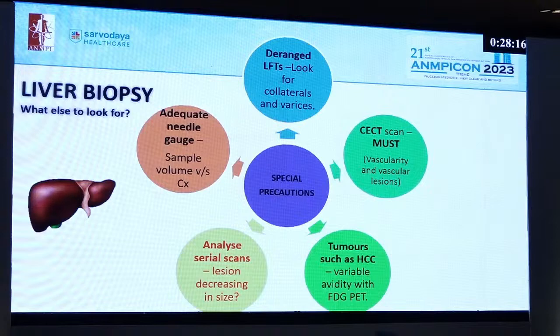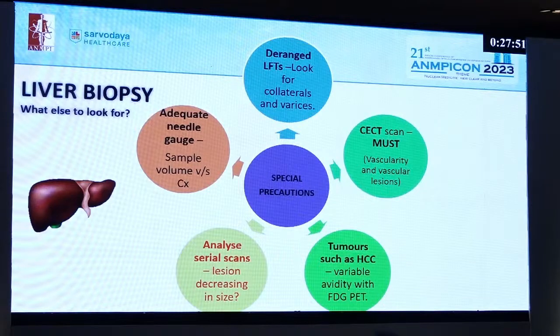may hit some collaterals, so the patient may bleed and land in the emergency. So an adequate needle gauge should be selected before doing the biopsy, and a CECT is a must before doing a biopsy from the liver, because it will give you an idea of the vessels and vascularity, and the lesion vascularity also. So CECT is a must before doing liver biopsy.